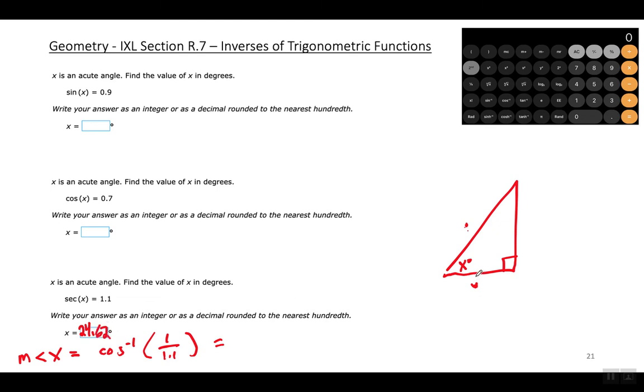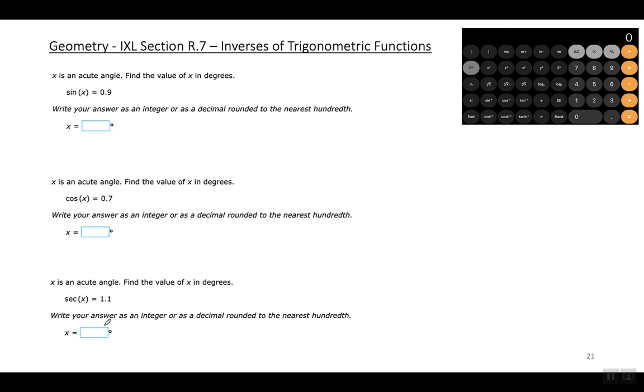So I'll say it one more time. In your calculator, you could either enter 1.1, hit the reciprocal button, and then hit the inverse of cosine button. Or you could do 1 divided by 1.1 equals, and then hit the inverse of cosine button. Both ways should give you 24.62 degrees. Let's look at a few more and then I'll stop.